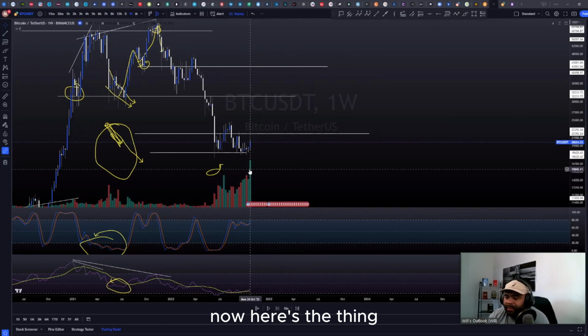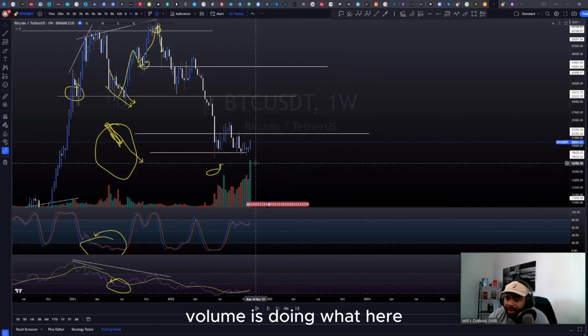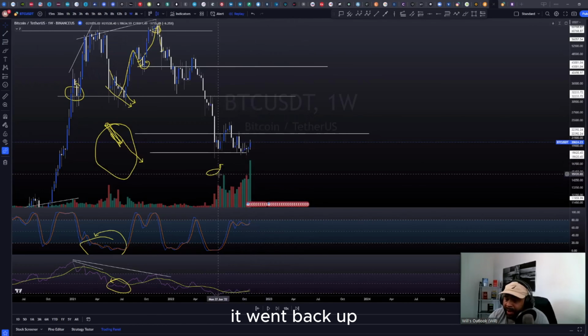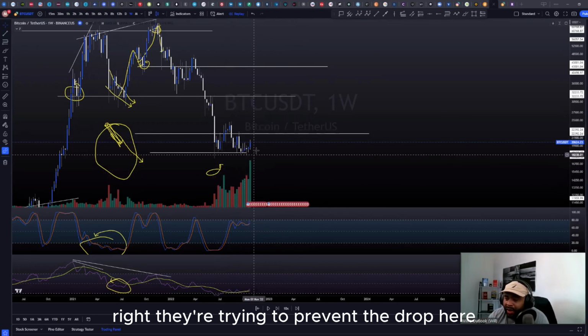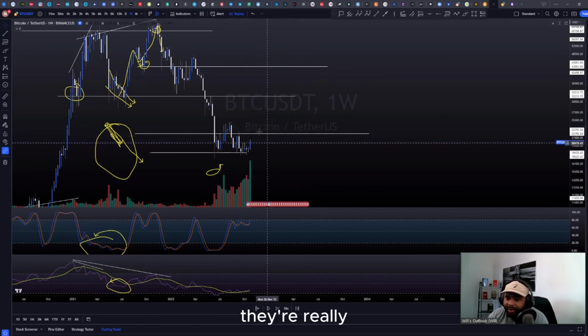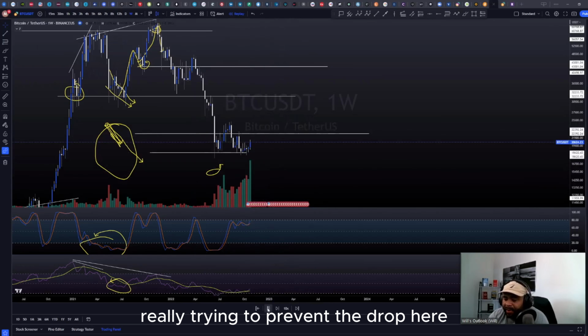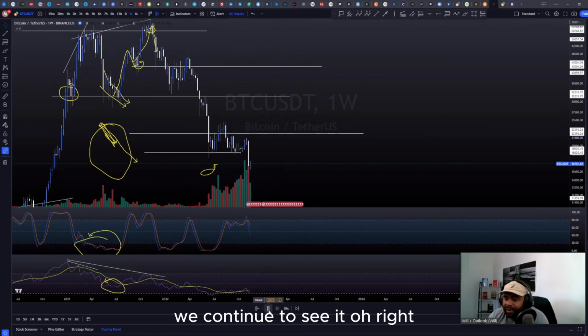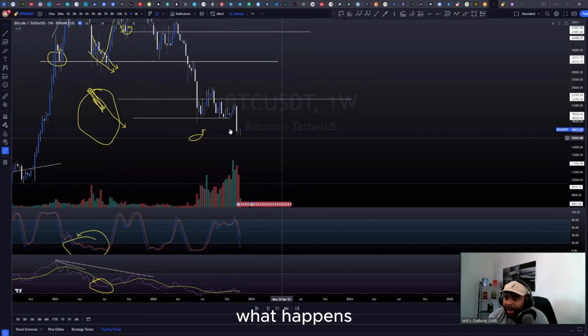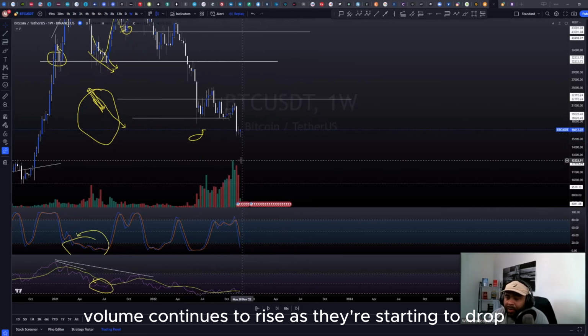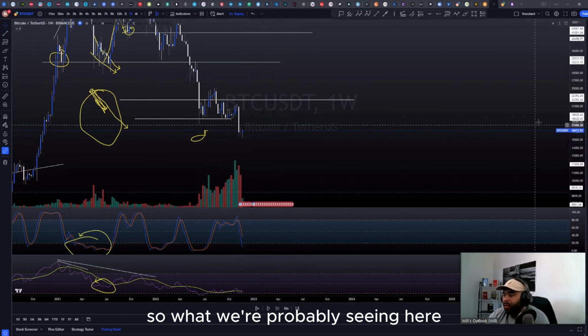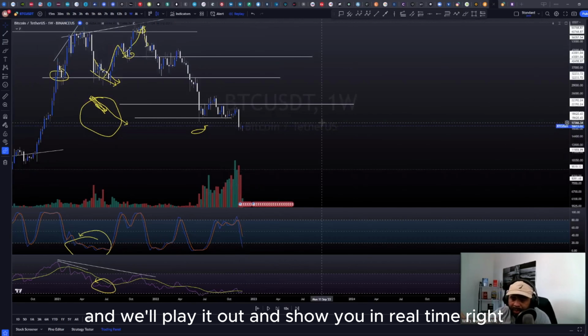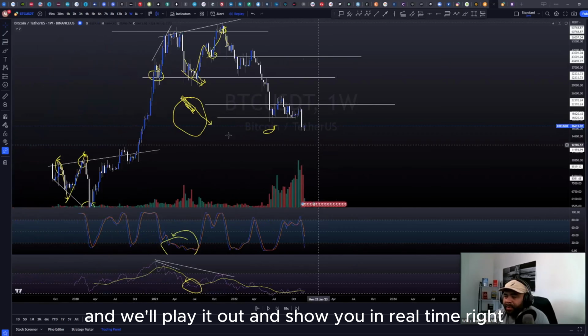Now, here's the thing. Volume is doing what here? It went back up, right? They're trying to prevent the drop here. They're really, really trying to prevent the drop here. We continue to see it. Boom, right? What happens? Volume continues to rise as they're starting to drop. So what we're probably seeing here, and we'll play it out and show you in real time, right?